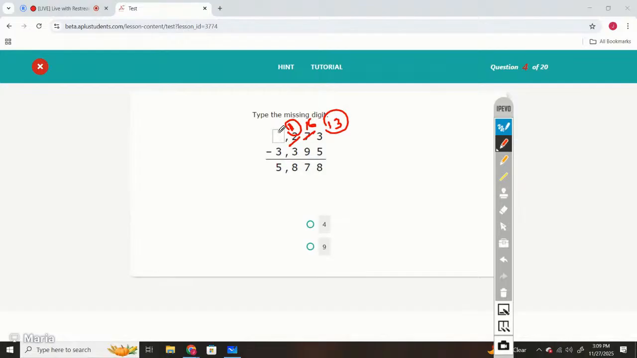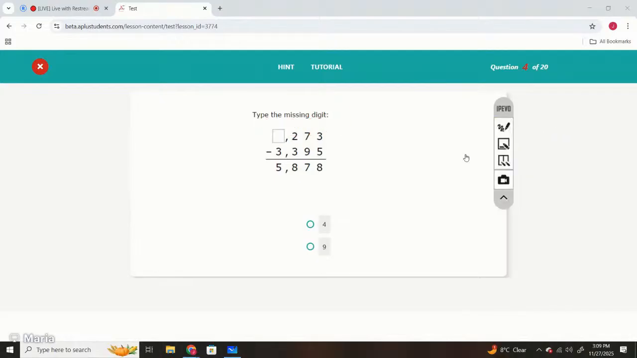So what number here is? We have 9 over here because we already borrowed 1, so we have 8 here, and we know that 8 take away 3 is 5. That is 9. Option number 2 is the correct option. 9 it is.